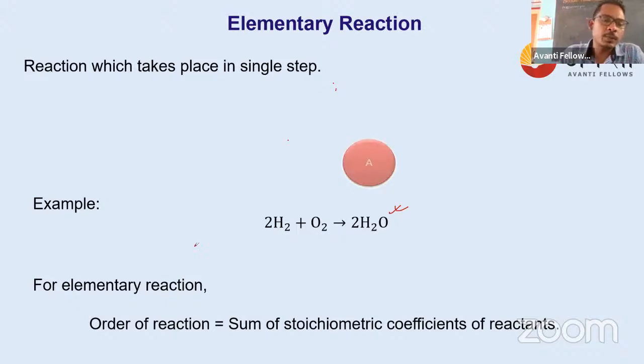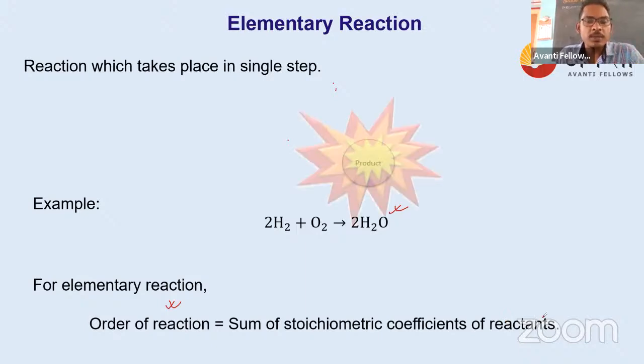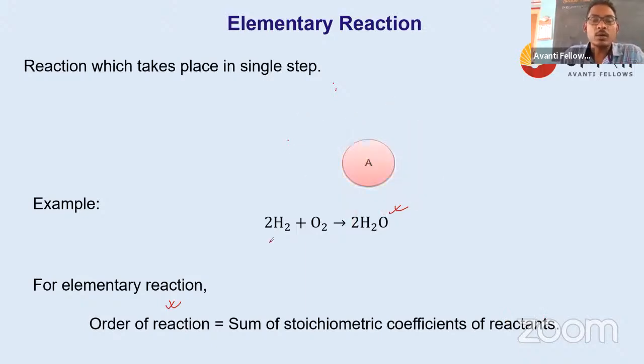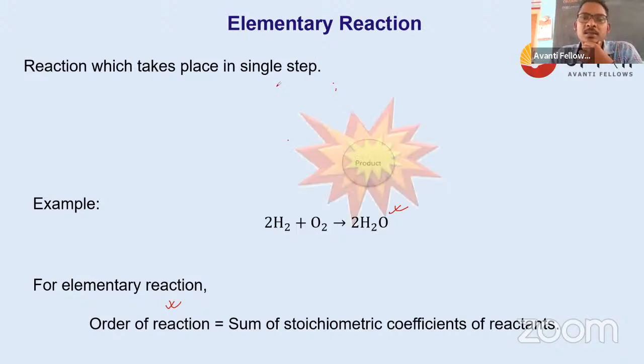If we want to find out the order of this elementary reaction, then we can say it is the sum of the stoichiometric coefficients of the reaction. That means if we want to find out the order of the reaction for this one, that is 3, because this is an elementary reaction. But for a complex reaction, that is different.